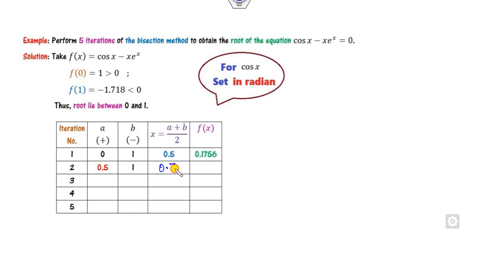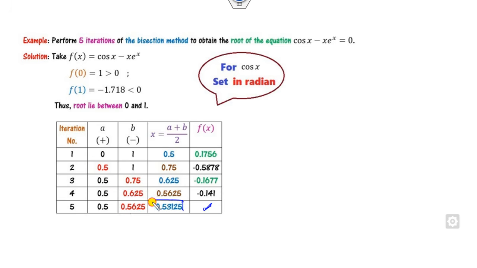We can find the midpoint 0.75. Substitute 0.75 in the given function. Since this is a negative number, we can change the value of b. This is 0.75, and this value stays as such. Again we can find the midpoint. We will get 0.625. This is a negative number. We can change this number as negative here, and we can preserve this as positive. Find the midpoint of this. We will get here. This is a negative number. We can change this number here and preserve this number as such. So there is no need to find this. If you want to find it, it's most welcome.